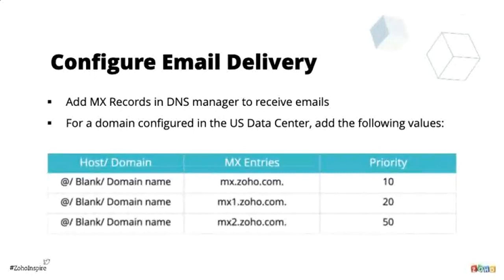The priorities also play a very important role, because the server with the lowest priority is what will be tried first. In case the server with the lowest priority does not work, or if it's not accepting emails, the servers with the higher priorities will be tried in increasing order. Let me go ahead and show you a quick video for how to add MX records.